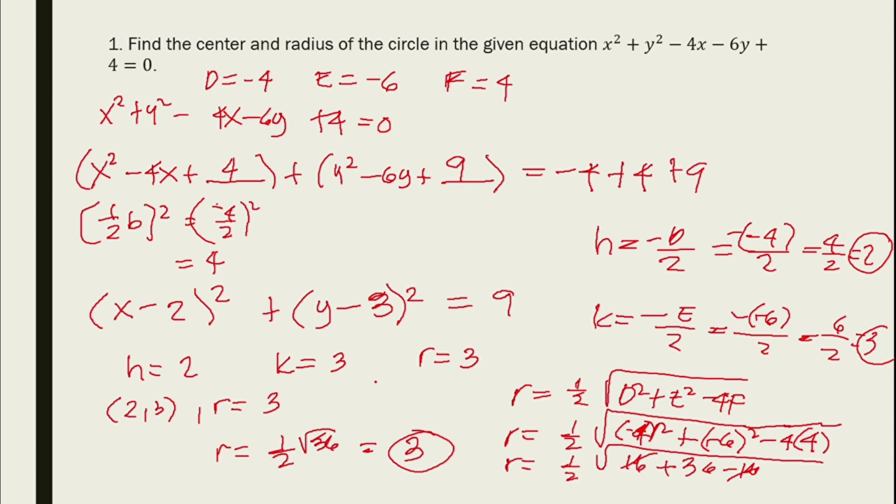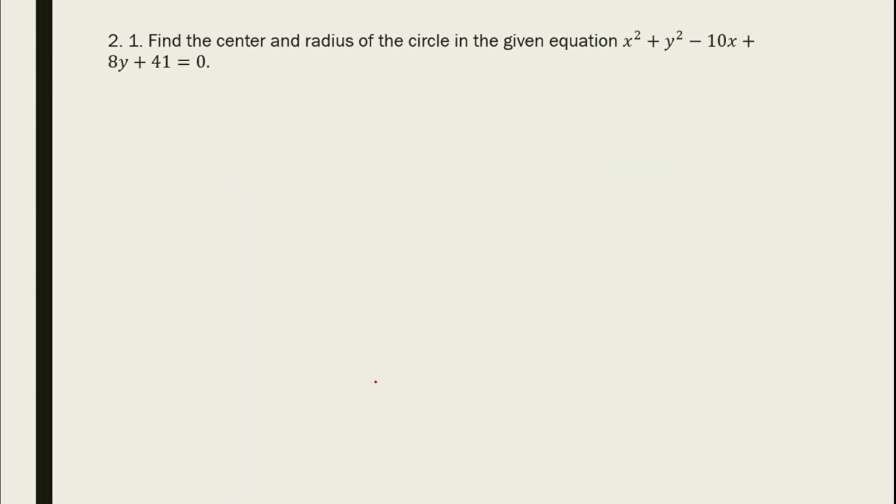So let's proceed now with number 2. Find the center and the radius of the circle in the given equation: x squared plus y squared minus 10x plus 8y plus 41 is equal to 0. First is by the use of completing the square. So we have x squared minus 10x plus the unknown, plus y squared plus 8y plus the unknown, is equal to negative 41.